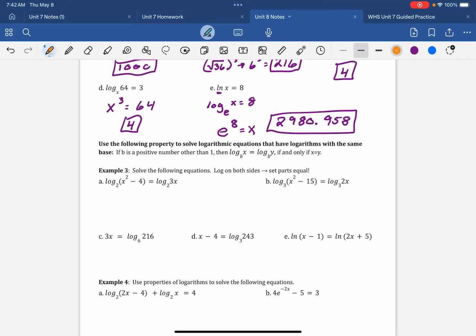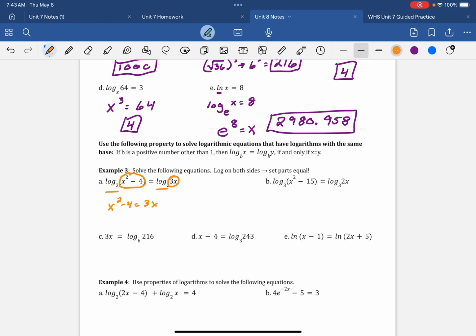All right, we're going to move on to example 3. Now, as you look at this, for some of these problems, we're going to have a log on both sides of an equation. If there's a log on both sides, and they are the same, if you notice in example A, it's log base 2 and log base 2. If those are the same, all I have to do is set this part equal to that part. So I'm going to set x squared minus 4 equal to 3x.